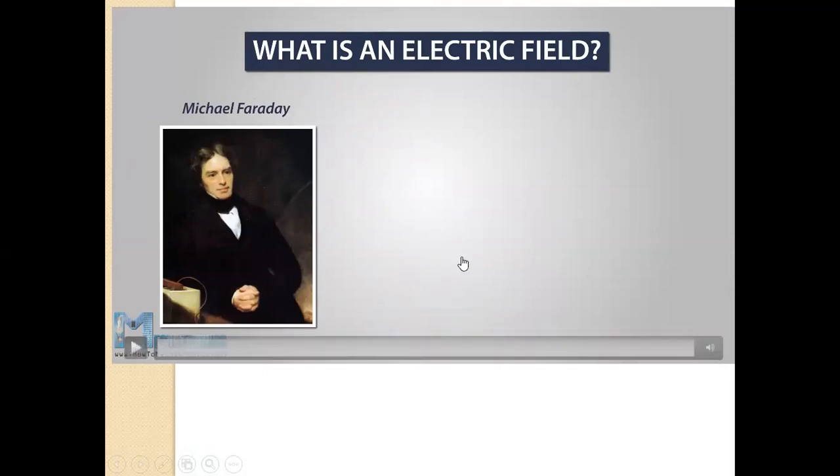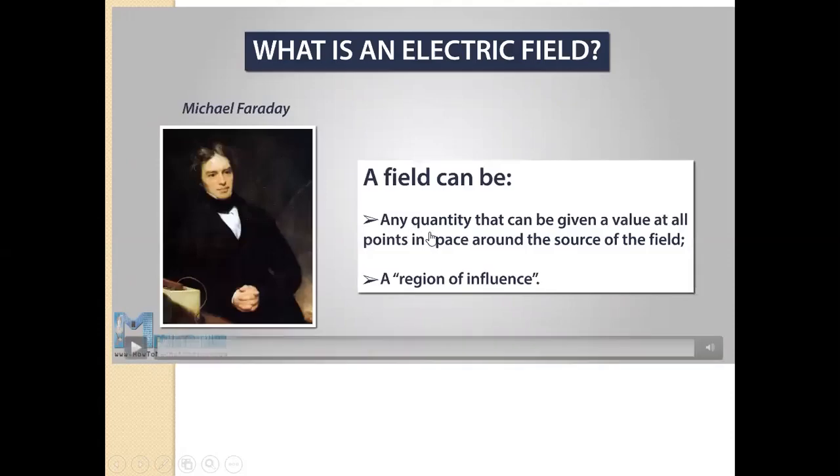So according to Michael Faraday, what is an electric field? A field can be any quantity that can be given a value at all points in the space around the source of the field. It means around the source there is a field, and there is some value. If we place any other charge at any point in the field, there must be some value at that point.